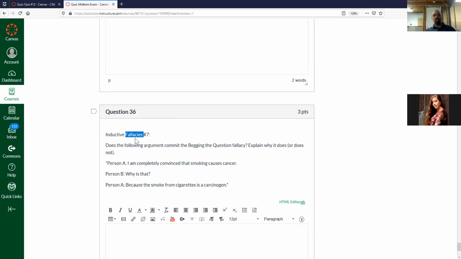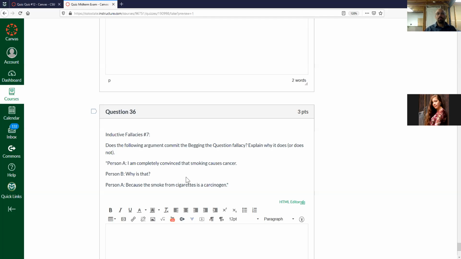One last one to go. Have we committed the begging the question fallacy here? So what is the begging the question fallacy? Let's remind ourselves of that one real quickly. Begging the question is where the conclusion and the premises basically just say the exact same thing. So you don't make any real progress. You just repeat the premise, perhaps worded in a different way, in the conclusion.